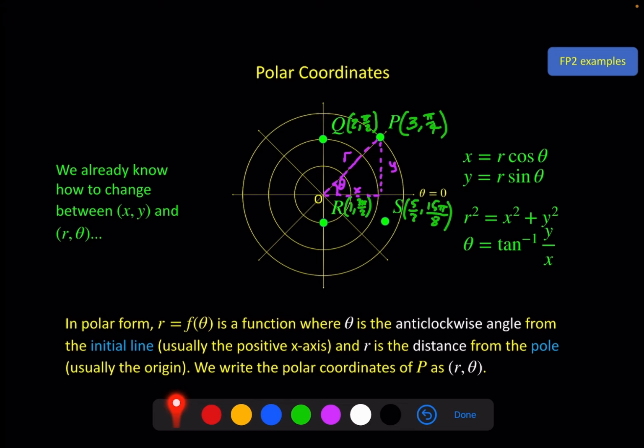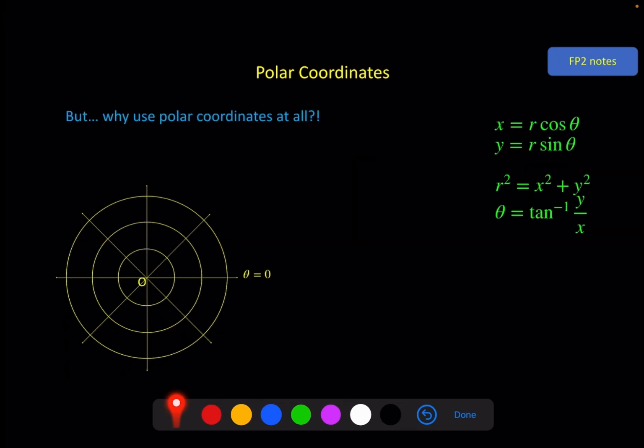But a quick side note here: why use polar coordinates at all? Well, the simple answer is that some functions are easier to write in polar form. Some functions are much easier to write in polar form.